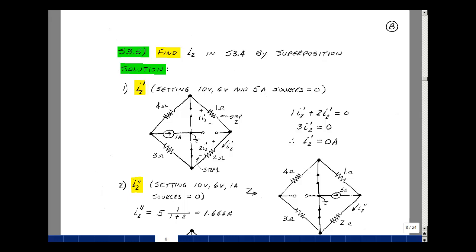This lesson deals with Supplemental Problem 3.5. You can find this problem in the course ebook in the Chapter 3 Supplemental Problems on page 8. Let's find the current I2 in Supplemental Problem 3.4 by using superposition.